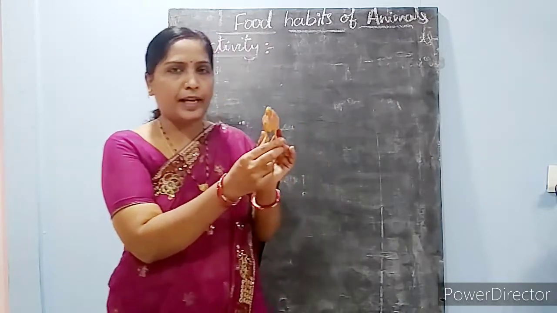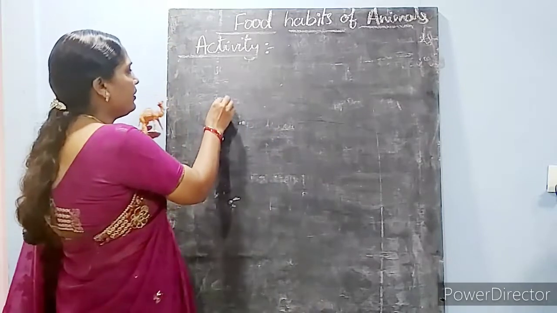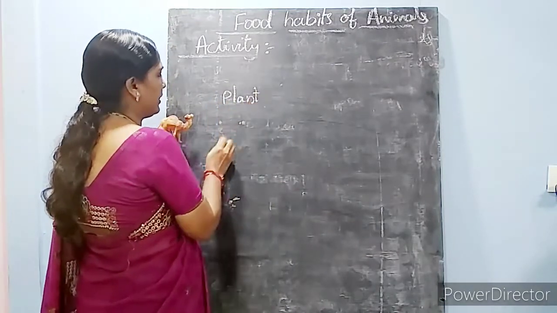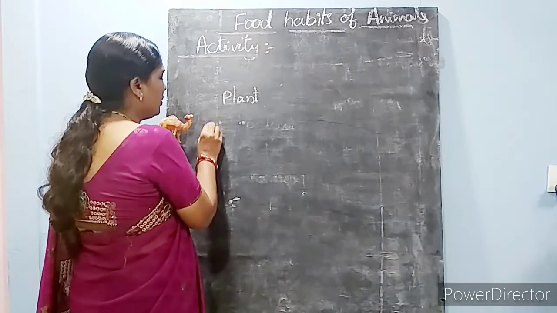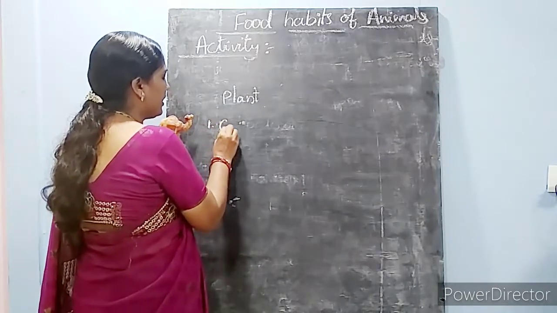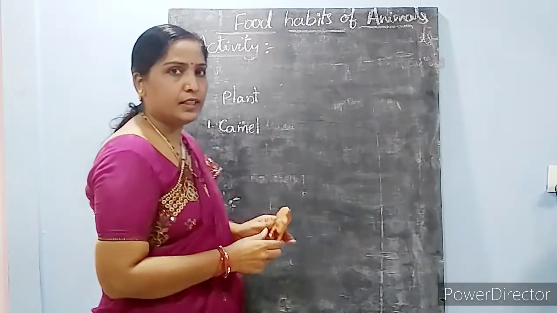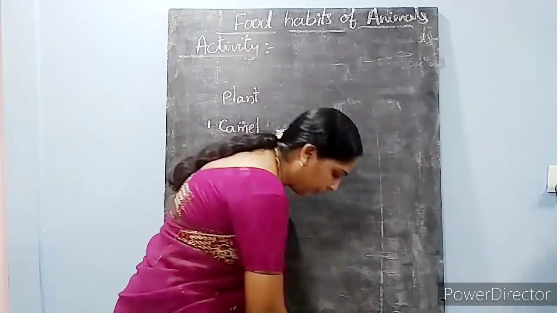Camel eats plants. So here we write the heading of plant eating animals. So the first animal you had seen, camel. Under plant eating animals we saw camel.